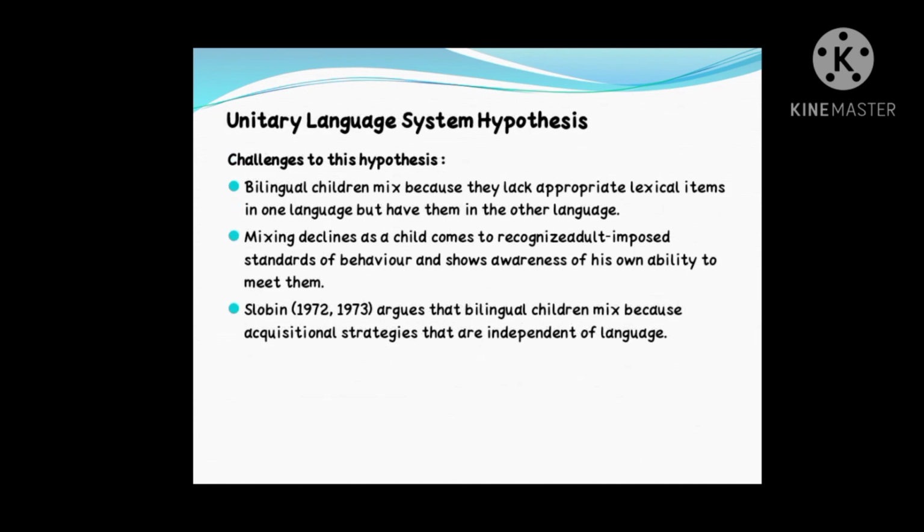The challenges to this hypothesis: Number 1, bilingual children mix because they lack appropriate lexical items in one language but have them in the other language. Adults also have this kind of mixing because they lack appropriate lexical items. Number 2, mixing declines as a child comes to recognize adult-imposed standards of behavior and shows awareness of his own ability to meet them. Number 3, from Slobin 1972 to 1973, argues that bilingual children mix because of acquisitional strategies that are independent of the language.